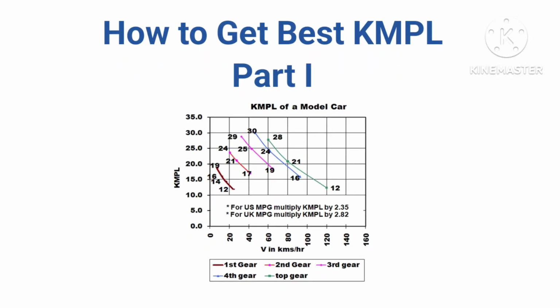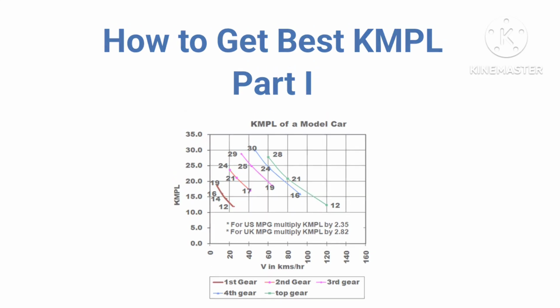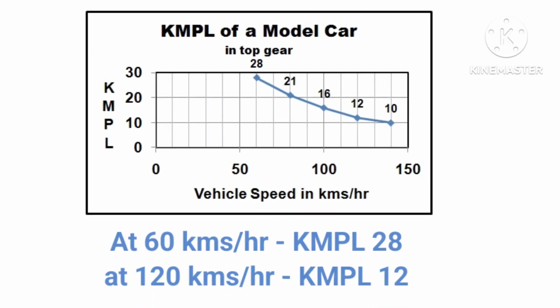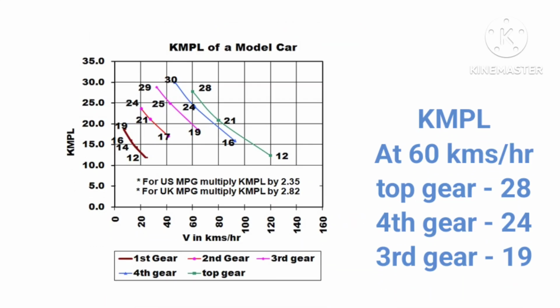This graph shows KMPL of a model car for constant speed running at any speed and in any gear. For example, in fifth gear at 60 km per hour speed KMPL is 28, and with increase in speed to 120 km per hour it reduces to 12.